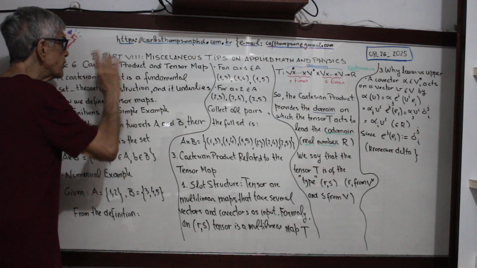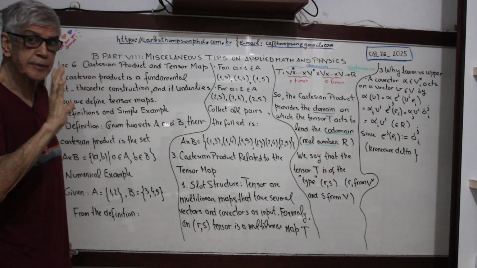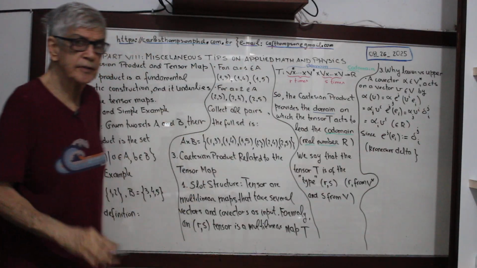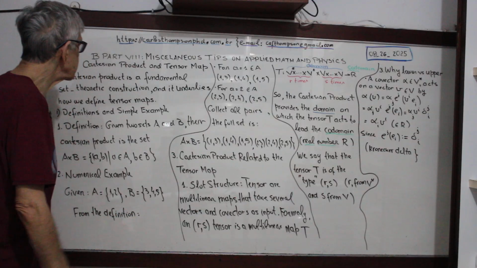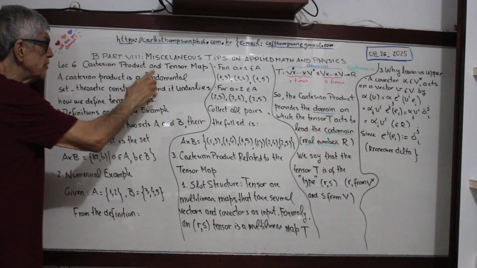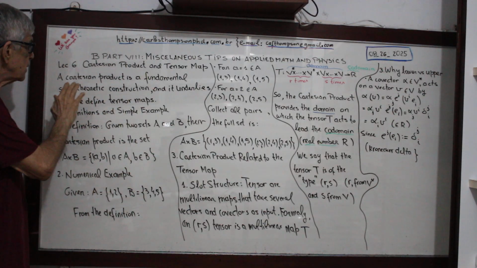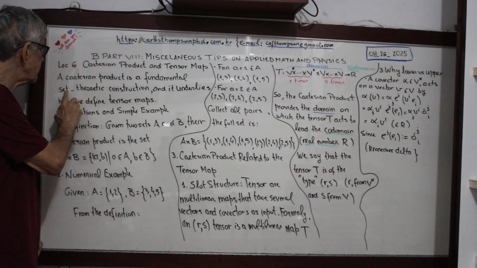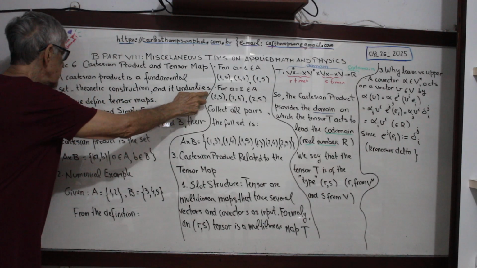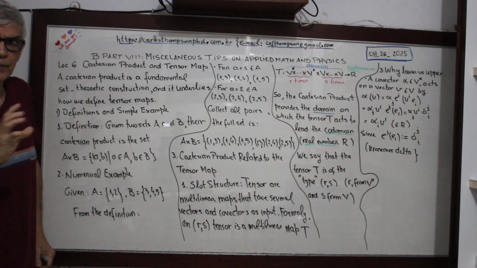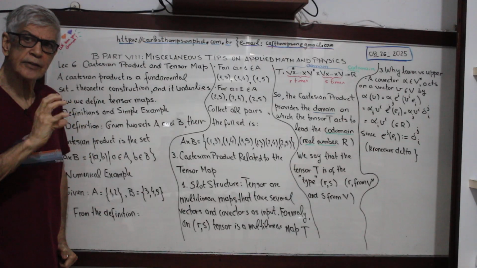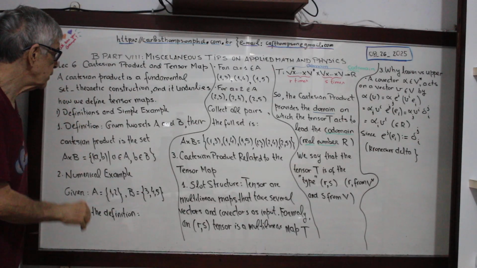Attention now, B part 8 is miscellaneous tips on applied math and physics. This is miscellaneous tips, you see. Now, lecture 6, Cartesian product and tensor map. A Cartesian product is a fundamental set-theoretic construction, and it underlies how we define tensor maps. Tensor maps are related to Cartesian product.